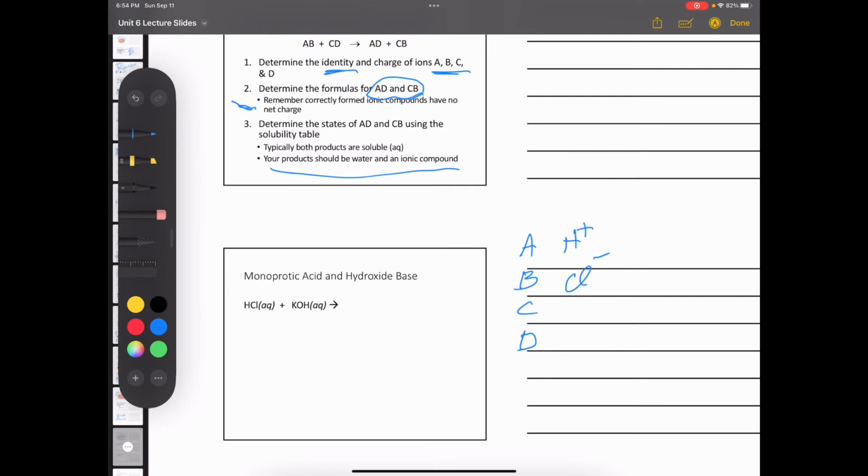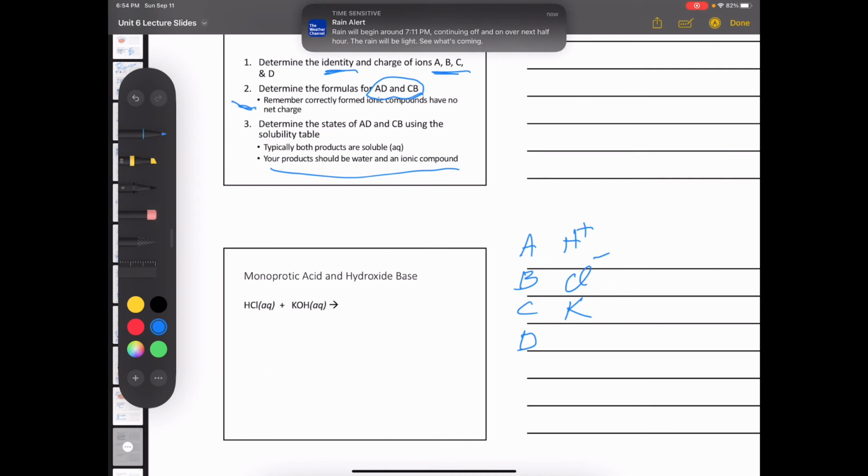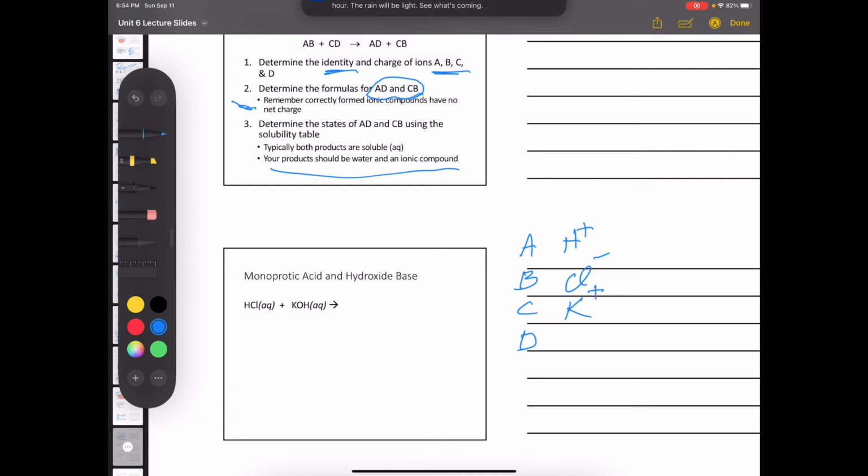Okay, let's look now at our C, which is potassium. Potassium from the periodic table is group 1, so it always has a positive 1 charge. Again, if you can't remember that group 1 has a positive 1 oxidation number all the time, I would assume all of you know at this point that hydroxide, OH, is always a single negative charge.